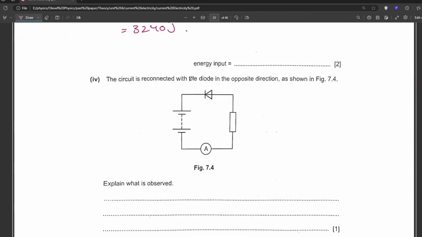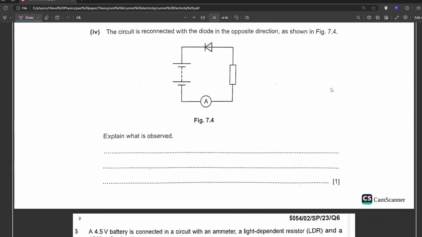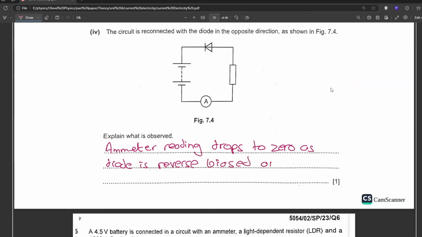The circuit is reconnected with the diode in the opposite direction as shown in figure 7.4. Explain what is observed. The ammeter reading drops to 0 as the diode is reverse biased and offers a large resistance. Let's move on to the next question.